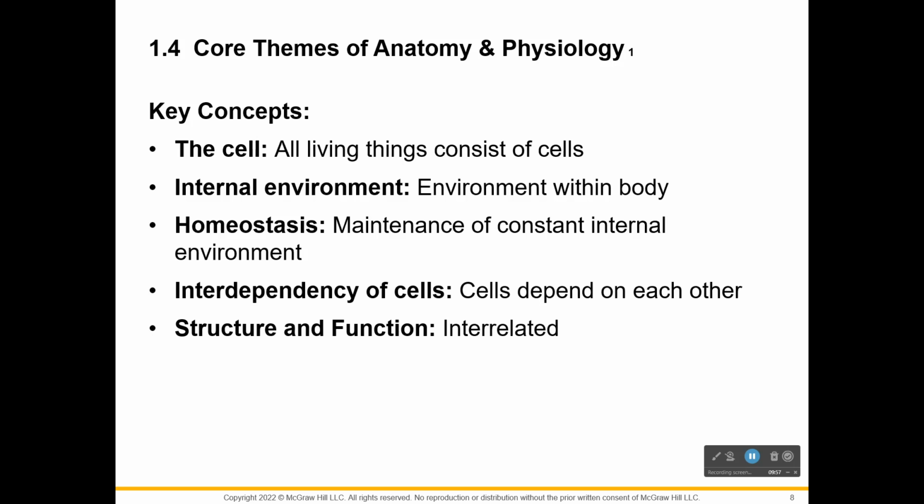There's an interdependency of cells. So cells depend on each other. They communicate with one another and work together a lot. Think about a tissue, right? It's a group of cells. And then we know that structure and function are interrelated. If you change the structure, you change the function. So think about somebody who's born with a messed up structure of blood. The function of that blood is going to also be messed up.